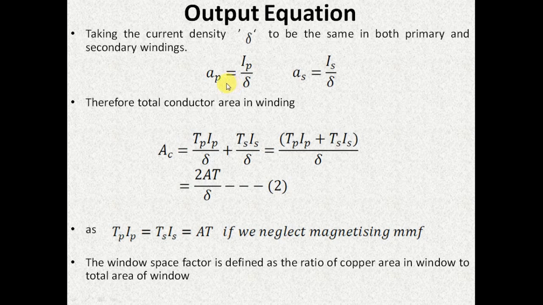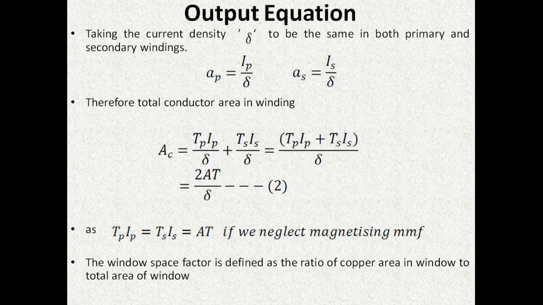Thereafter, making the substitution for Ap and As in Ac, we will get the relation like this: Tp Ip by del plus Ts Is by del. That is Tp Ip plus Ts Is. You have studied this in a different notation in your DC machines, that is N1 I1. This might be represented there as N2 I2. And you have studied there the standard relation, that is E2 by E1 is equal to I1 by I2 is equal to N2 by N1. That is I1 by I2 is equal to N2 by N1.